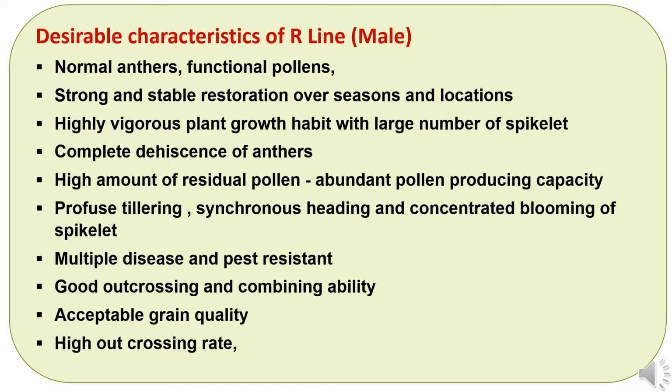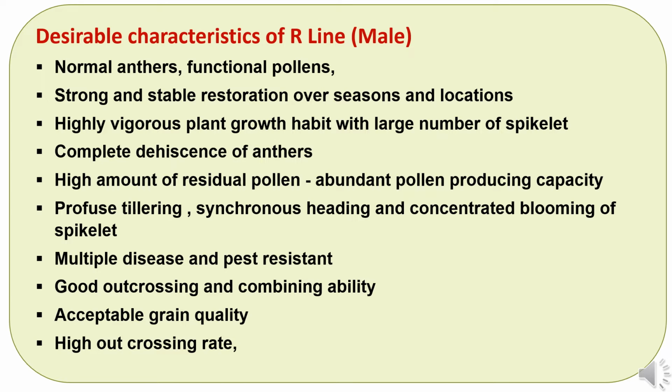The R line should have a highly vigorous plant growth habit with a large number of spikelets, to produce a large number of anthers and a good pollen load supply. There should be complete dehiscence or dispersal of anthers to the A line for better crossing ability, and a high amount of residual pollen and abundant pollen-producing capacity.